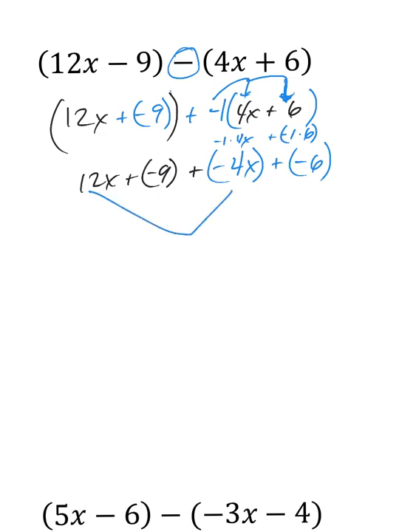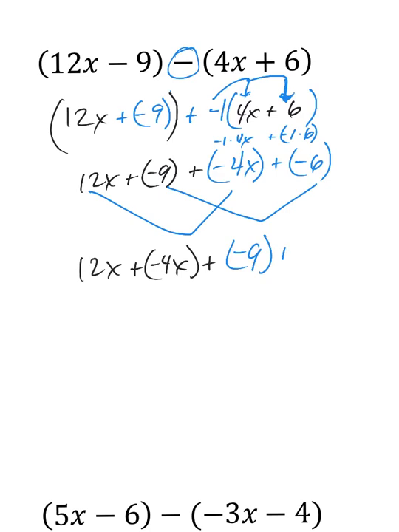So I look and say I have x's and I have numbers. So I'm going to have 12x plus negative 4x plus negative 9 plus negative 6. 12x plus negative 4x is 8x. And negative 9 plus negative 6 is negative 15.